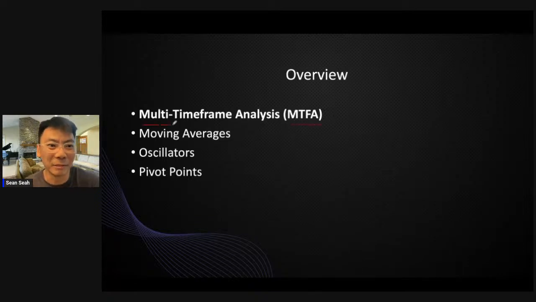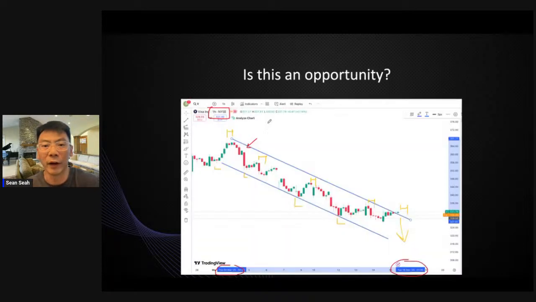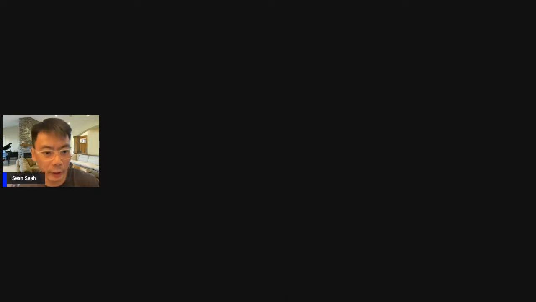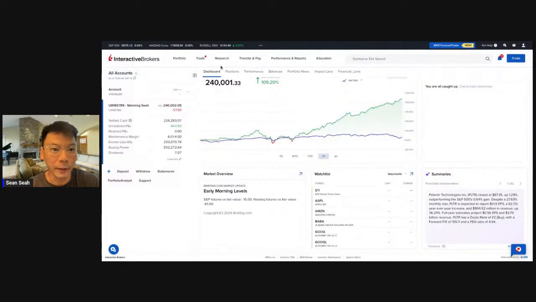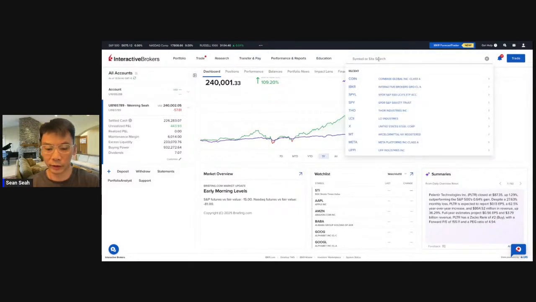Okay, multi-time frame analysis is very, very important. Let me give you guys some more examples, but right now we may not have that many examples because the stock market has been in an uptrend pretty much. By the way, where do we analyze all this? Using your IBKR, you can go into specific stocks.